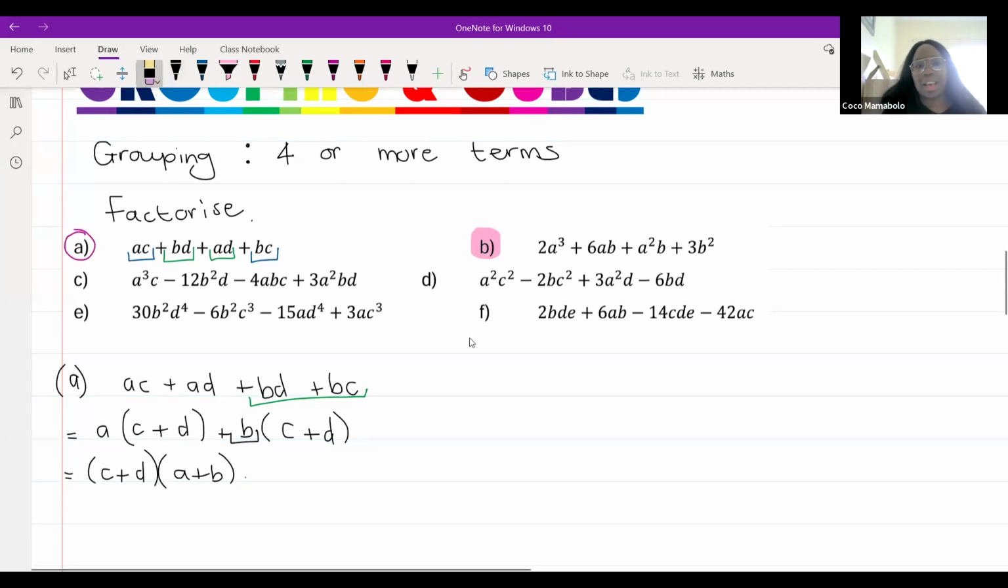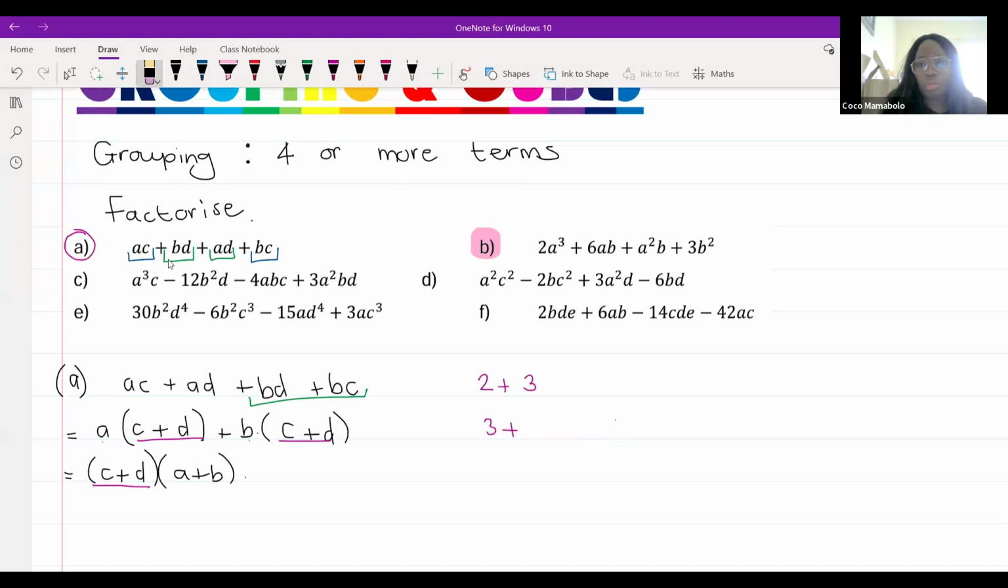So what I've done is I've taken out a common bracket. If I said to you 2 plus 3, you tell me that the answer is 5. And also if I had 3 plus 2, my answer would still be 5. So it doesn't really matter whether I write C plus D or D plus C. The answer is going to be exactly the same. Am I making sense? Okay, so what I've done is I've taken out the common bracket C plus D, and I've written that first, and then what I had left was A plus B. Okay.